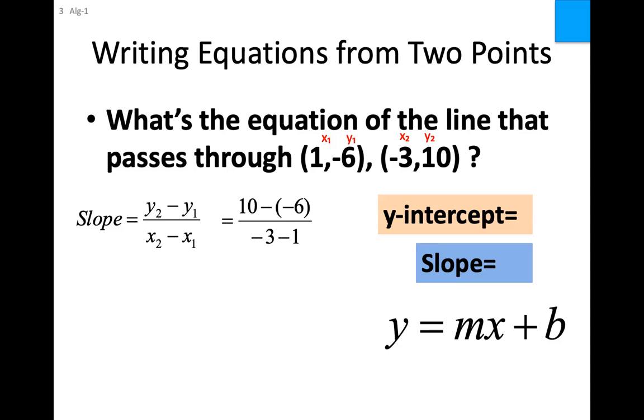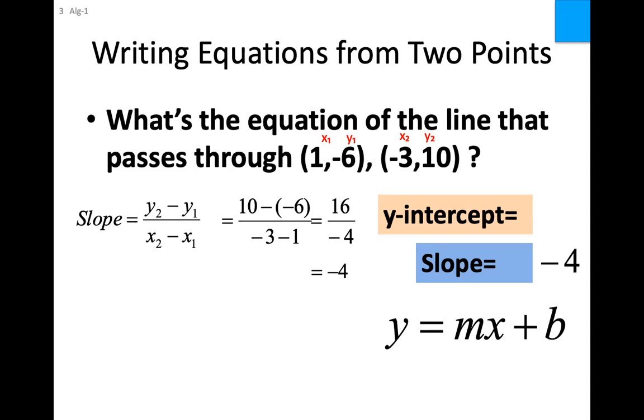-2. Same or different signs? Same. That doesn't mean subtract, that means add. 4. -4. What's 16 divided by -4? -4. Life is easier. Now we got a slope that's a whole number, sorry, an integer. We got a -4. Okay.